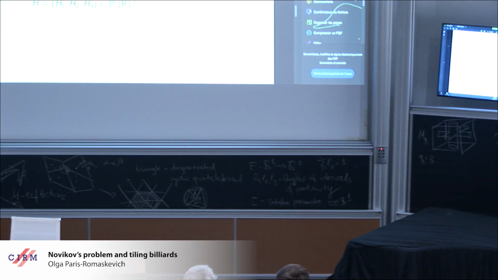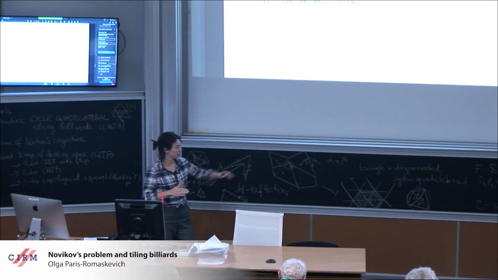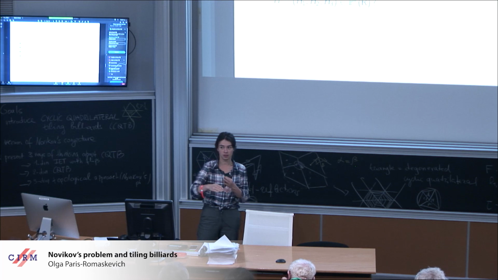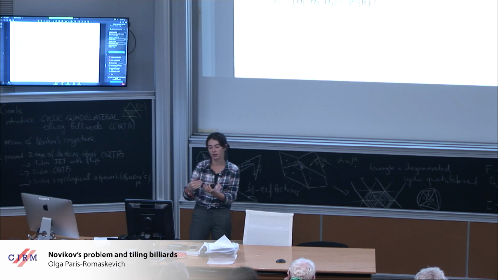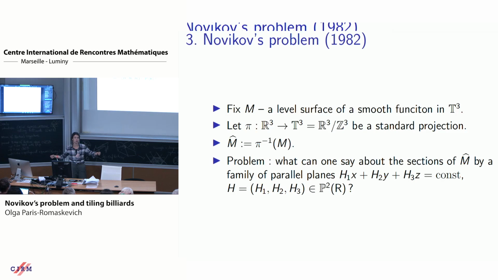So you fix some normal vector, and you consider a family of planes cutting your M hat. In the intersection, you have curves. And the question is, what can we say about these curves? Are they all closed? Are there some non-closed curves? And if they are non-closed, how do they escape to infinity? Do they have an asymptotic direction? What happens if they do? What happens if they don't? And at which speed are they escaping to infinity, etc.